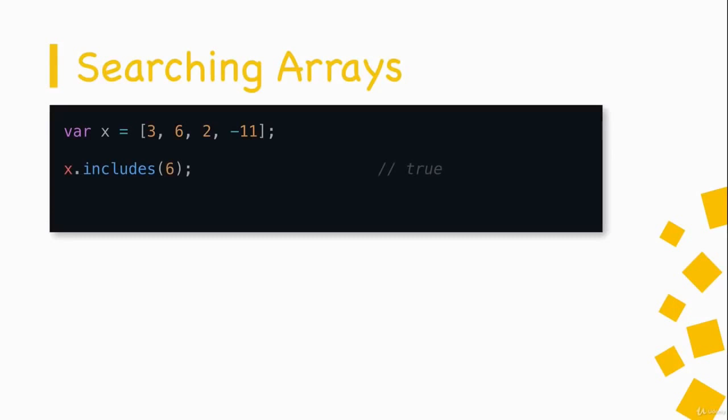Now arrays have an includes method, which can be used to search for a specific value inside the array. So x.includes(6) tells JavaScript to search for the value 6 inside the x array, and if it finds it, it'll return true. So of course, obviously we do have the value 6 inside the array, so x.includes(6) returns true. However, we don't have 5 inside the array, so x.includes(5) returns false. And that's how you can use the includes method in order to search for a specific value inside the array and find out whether it exists inside the array or not.